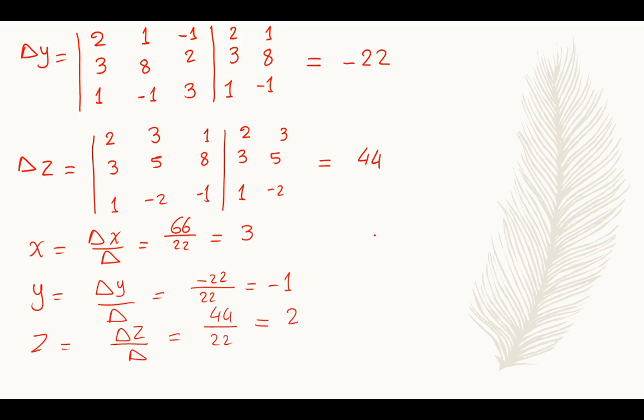Don't forget to write the solution set. So the solution set of the three equations together will be 3, negative 1, 2, which are the value of x, the value of y, and the value of z.